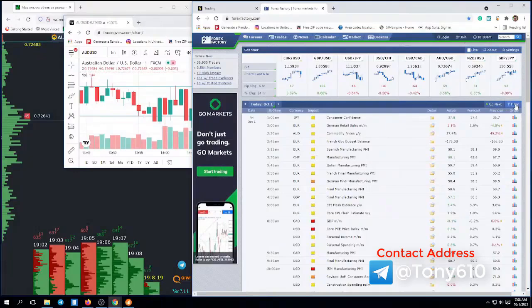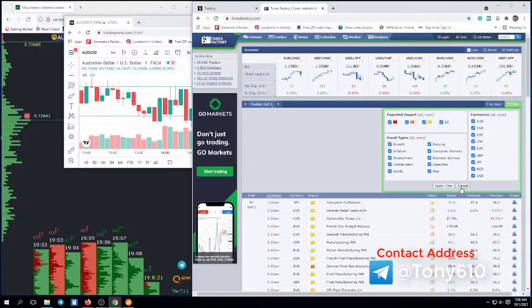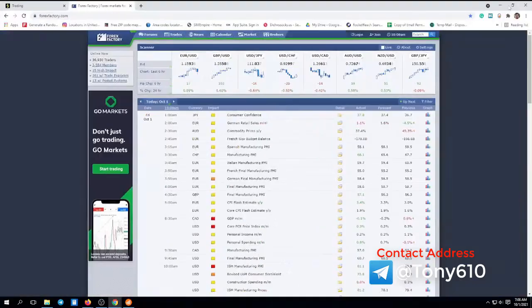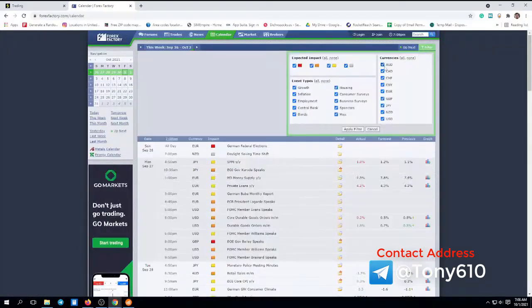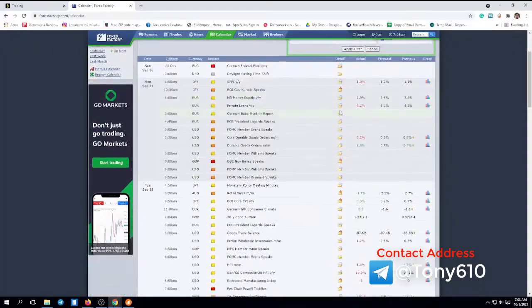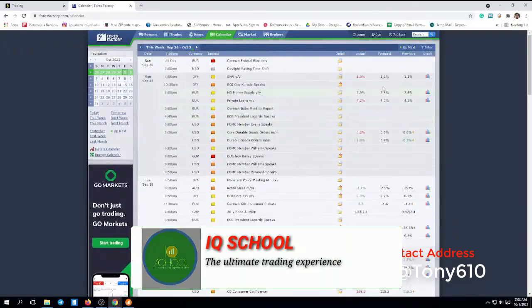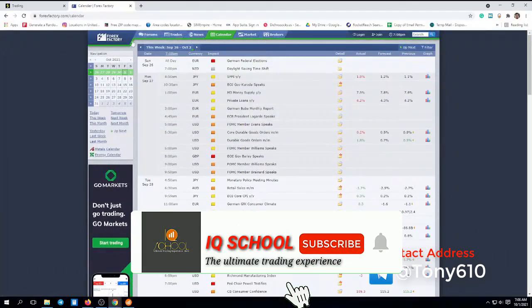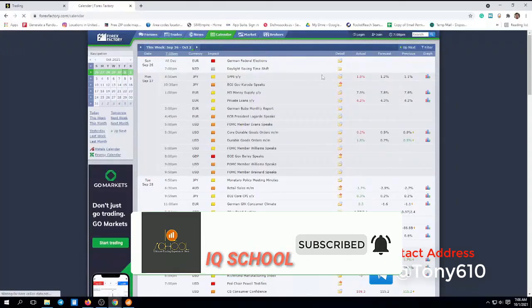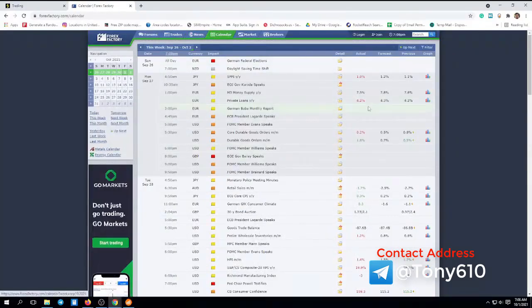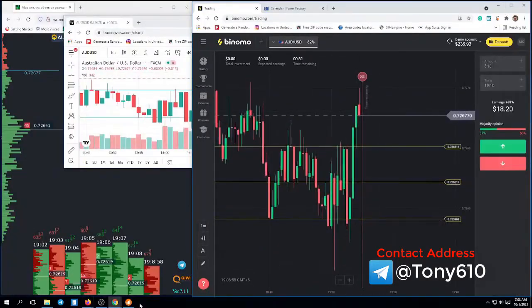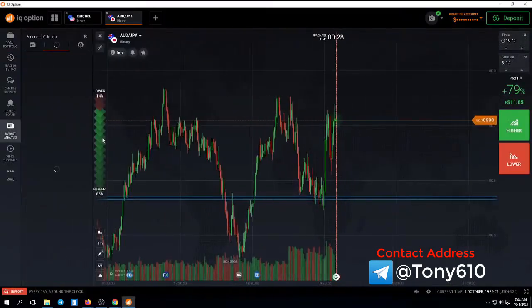and click on filter. Okay. It's the calendar. Okay. You can watch the news time from here, or you can watch the news time from the iqoption, which is very easy.